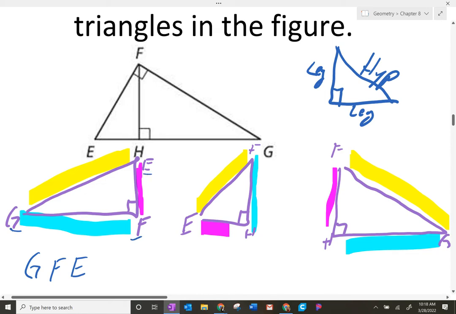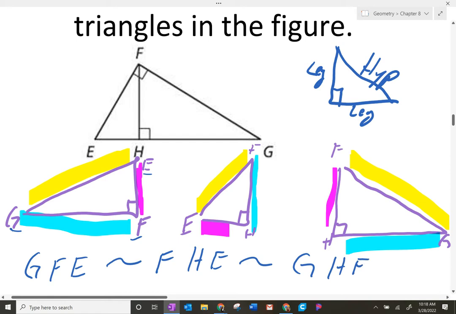So just so you can visually see it, I started on my blue side, and I went to my purple. That's the order I went. Blue side over to purple, as long as I'm consistent. So G, F, E, blue side over to purple, so this will be F, H, E. So it's similar to F, H, E, which is similar to, again, blue side to purple, G, H, F.